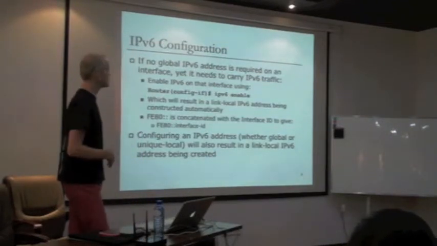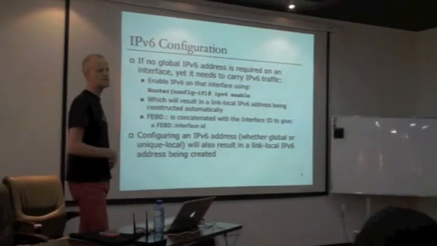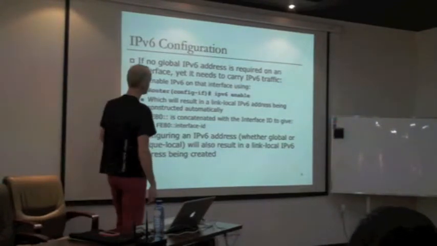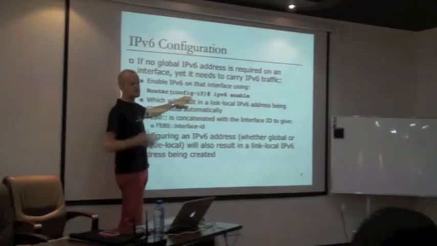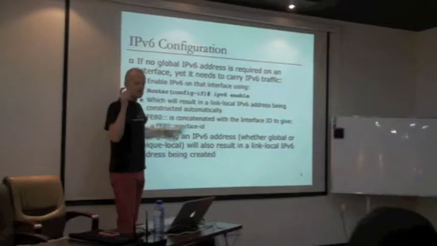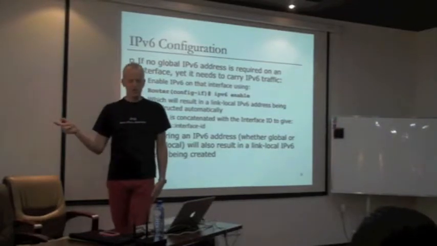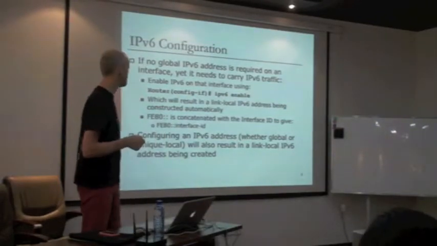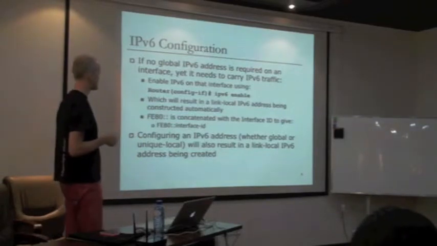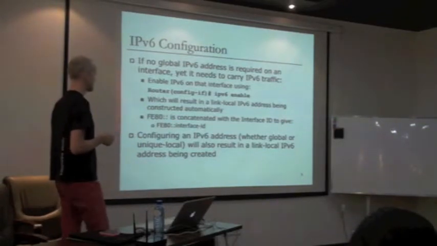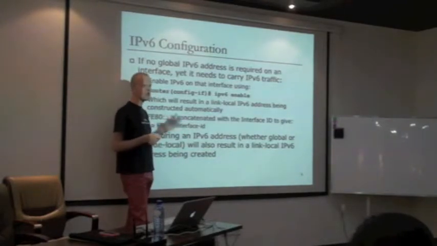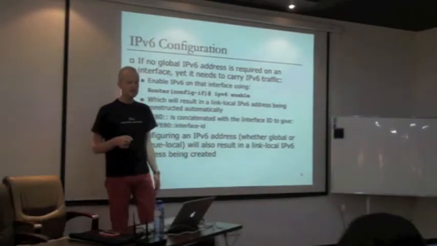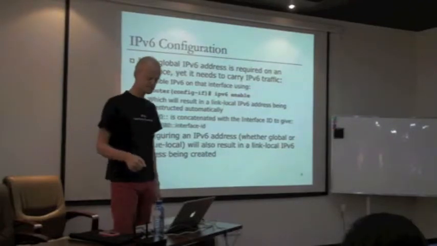If you don't need a global V6 address, you're only going to use a link local address, then to enable V6 on the interface, you just do IPv6 enable. That switches on V6 in the interface, creates a link local address, and you can use that for communication between the two devices. If you configure a V6 address on an interface, it automatically creates a link local address as well.